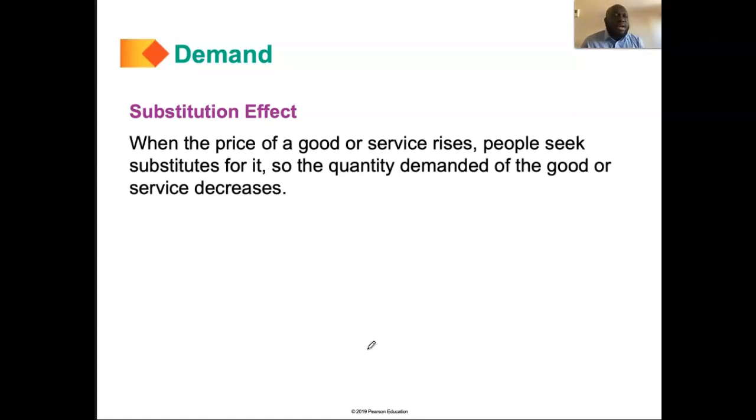So think of it this way. Let's say Coke and Pepsi are relatively the same. When the price of Pepsi increases, and let's say you're indifferent between Pepsi and Coke, you can barely taste the difference. When the price of Pepsi increases, the quantity demanded of Pepsi falls. Why? Because people switch from buying Pepsi to actually buying Coke, because Coke is relatively cheaper. Likewise, if the price of Pepsi decreases, people switch from buying Coke to buying Pepsi because Pepsi is relatively cheaper, okay? So that is the substitution effect, okay?